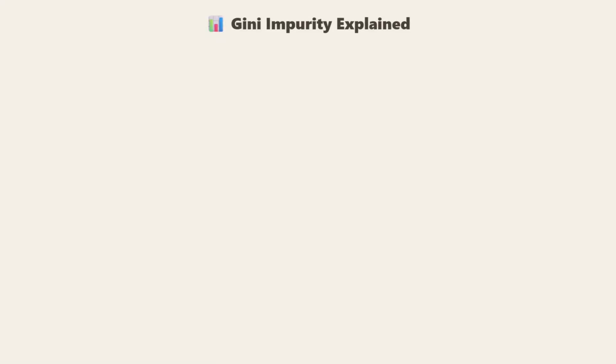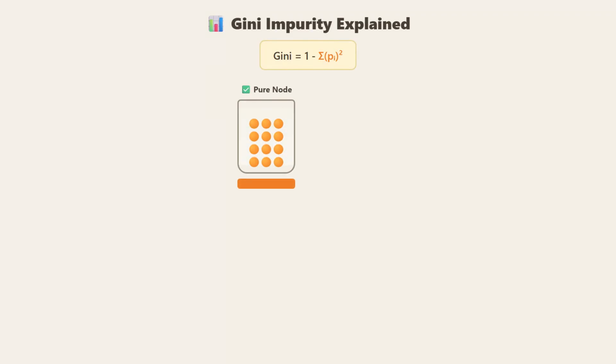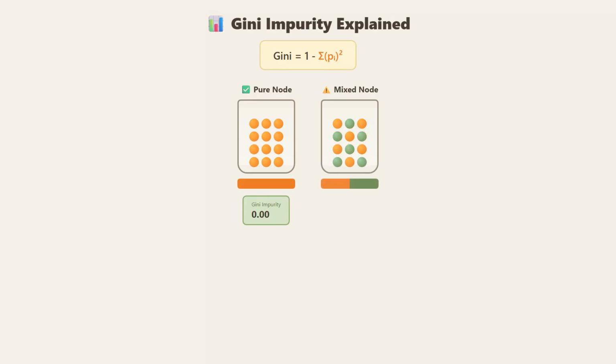Let's talk about Gini impurity, one of the two main metrics used to measure how good a split is. The formula is elegantly simple. Gini equals 1 minus the sum of squared class probabilities. But what does this actually mean? Think of impurity as measuring how mixed a node is.